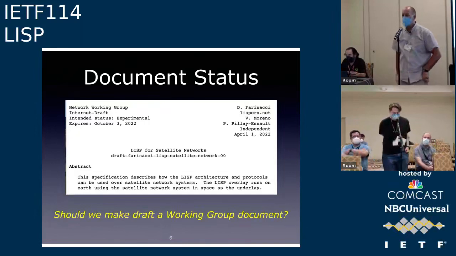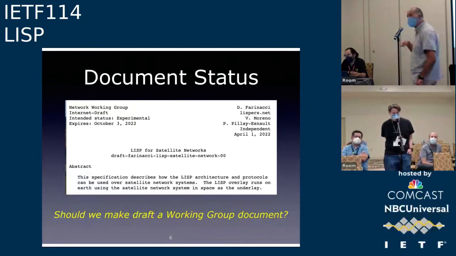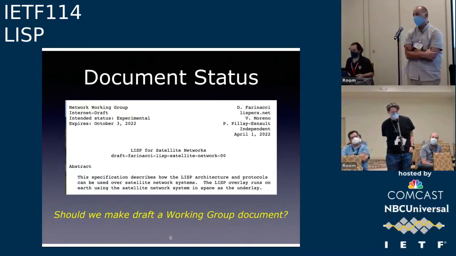Eric Klein, Illyria. Forgive me, I'm not a terribly well-versed Lisp person. Is there a presumption that the GS xTRs have some terrestrial control plane connectivity all the time, or is it possible that they may only have control plane connectivity over the orbital domain? And if so, does that have implications for the control plane reliability?